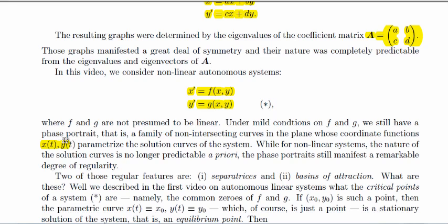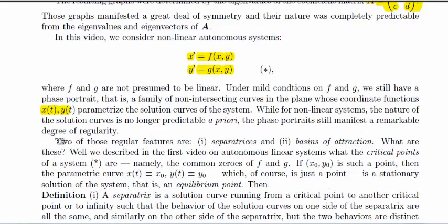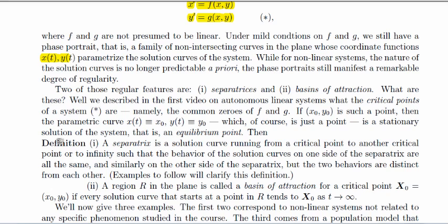While for nonlinear systems, the nature of the solution curves is no longer predictable a priori, the phase portraits still manifest a remarkable degree of regularity. Two of those regular features are separatrices and basins of attraction.